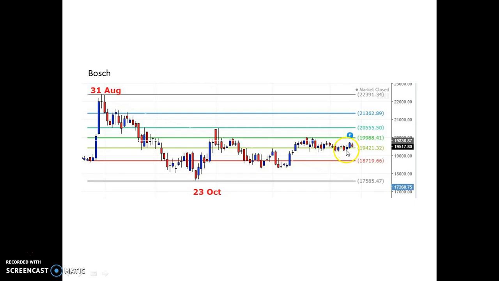So if it moves below, keep a stop loss around this level, around 19,500, and if it moves above, consider it bearish. Below this, if it moves below, the next support would be around 18,718.